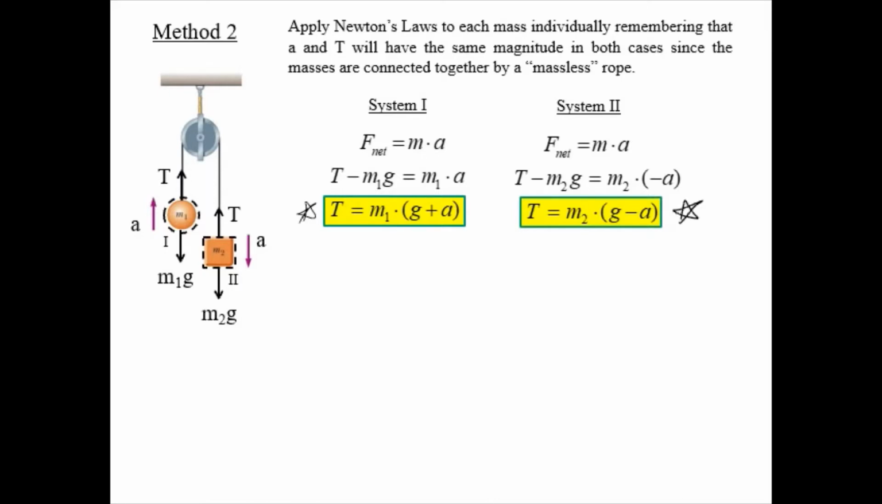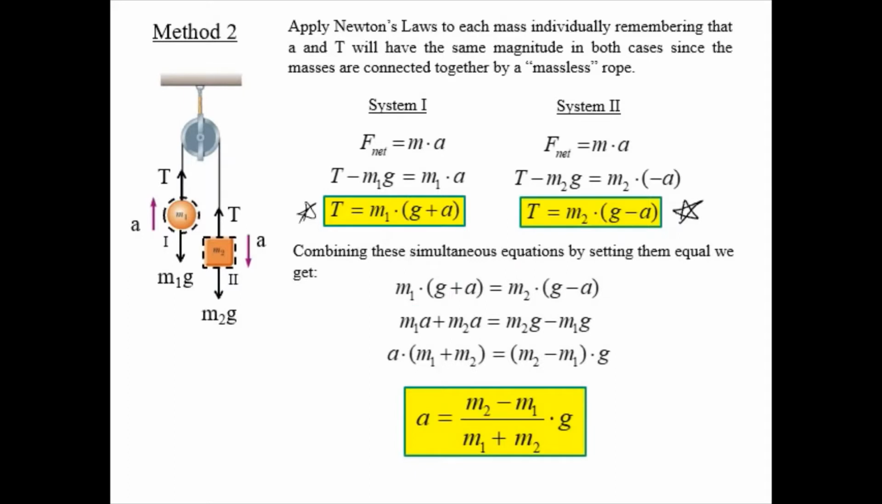Notice that that is a different expression. However, we do know that this T is the same as this T, don't we? If it's a massless rope, the tension throughout this massless rope is the same. That's our rule, and it's a good rule. It helps to simplify the problem a little bit here. So these two tensions are the same, and now we have simultaneous equations. We can say M1 times (G plus A) has to be equal to M2 times (G minus A), right?